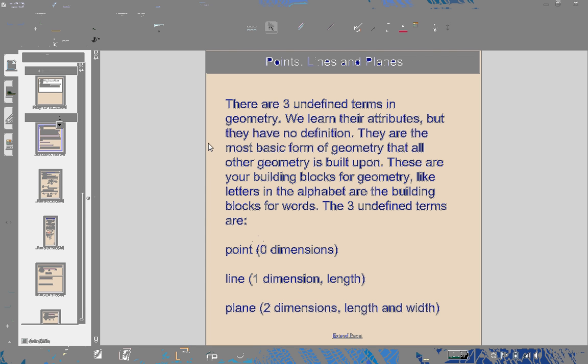A point has no dimensions. A line has one dimension, and we call that length. And the plane has two dimensions, length and width. You can also give it as length and height, or width and height. But typically people say length and width.